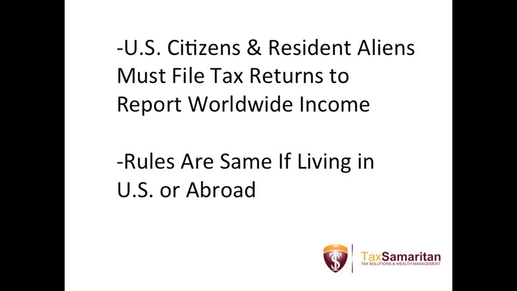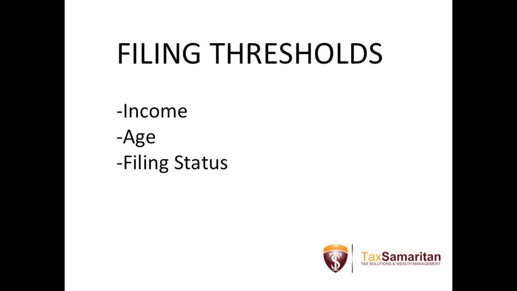If you are a U.S. citizen or resident alien, you must file a U.S. tax return to report your worldwide income, regardless of your residence, whether you're living in the U.S. or outside of the U.S., if your income meets the filing threshold amount. The filing requirement threshold for a federal tax return is generally determined based on your income, age, and filing status. The threshold amounts are adjusted and published on an annual basis based on these factors.